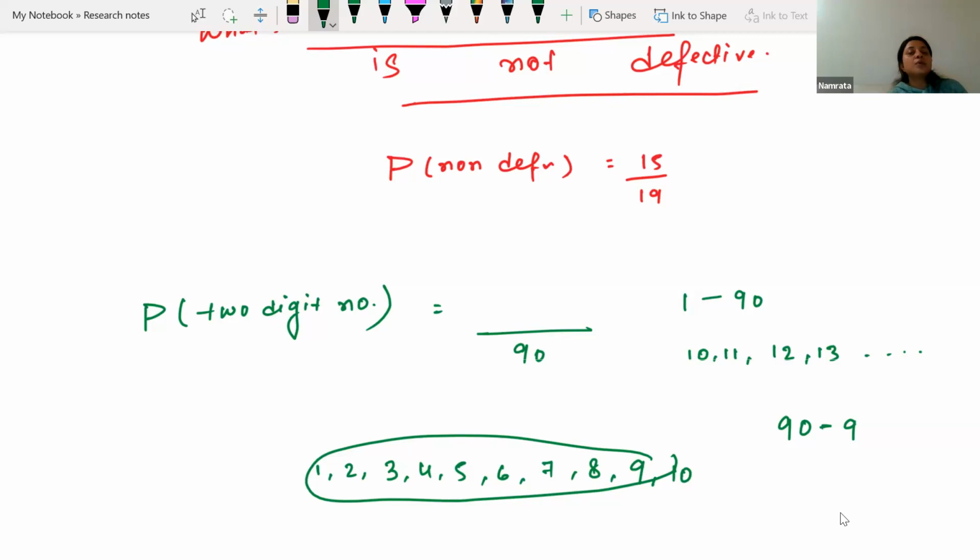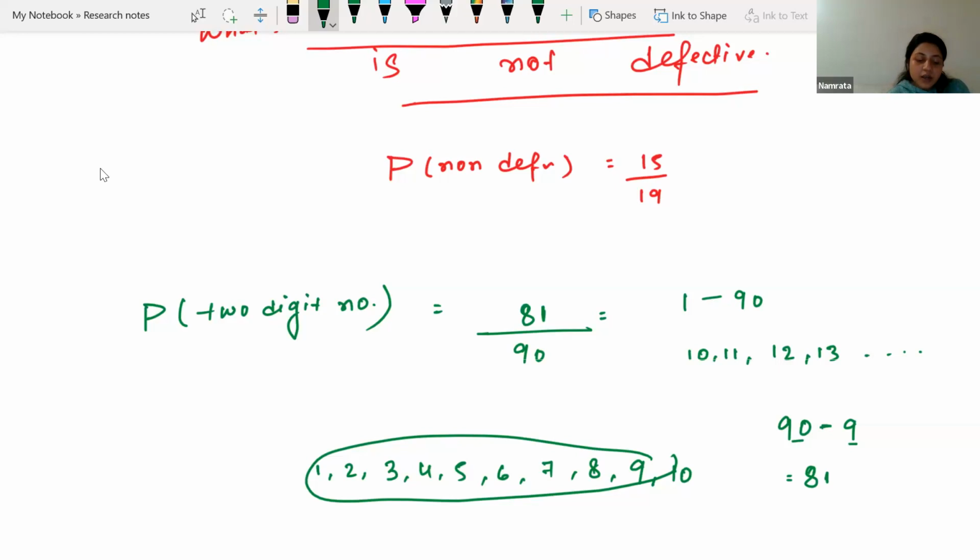From 90, the total numbers, if we exclude the one-digit numbers, then whatever remains are two-digit numbers. So how many two-digit numbers do we have? 90 minus 9 will be 81. 81 two-digit numbers are there. The probability of getting a two-digit number will be 81 out of 90, since 81 such numbers are there out of 90 numbers. Getting it? You have to just reduce it to the lowest fraction.